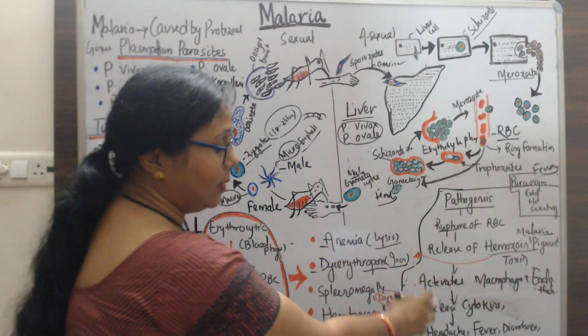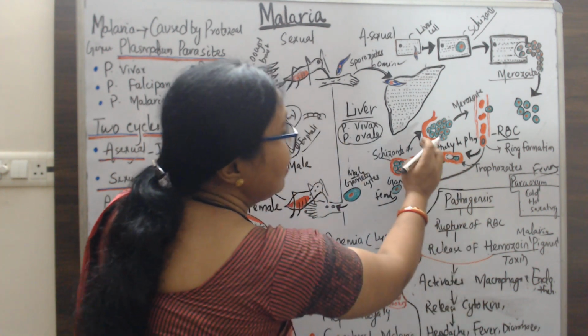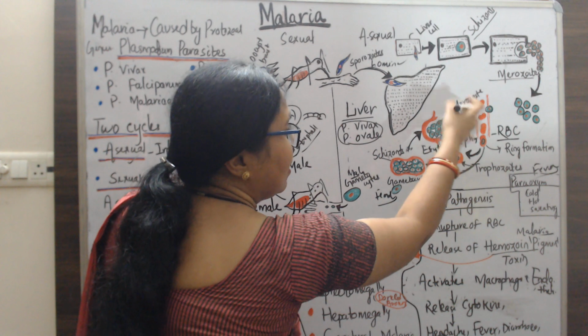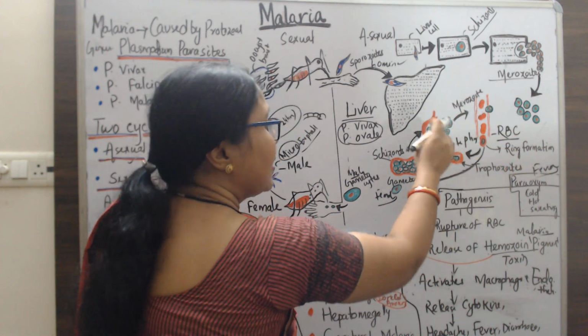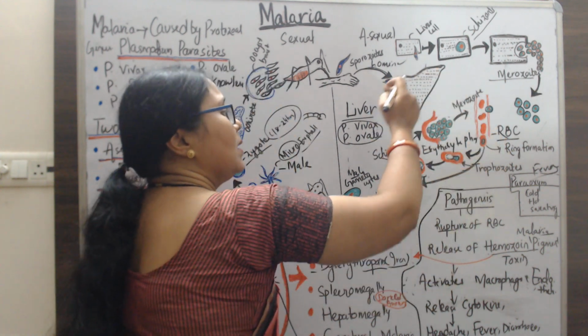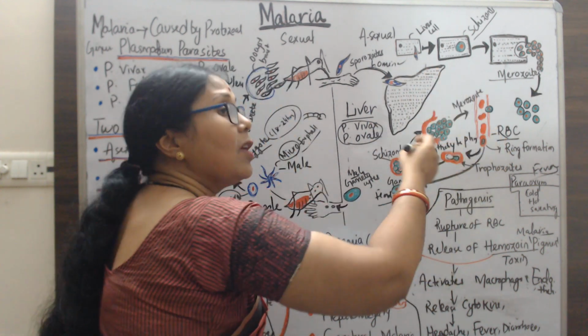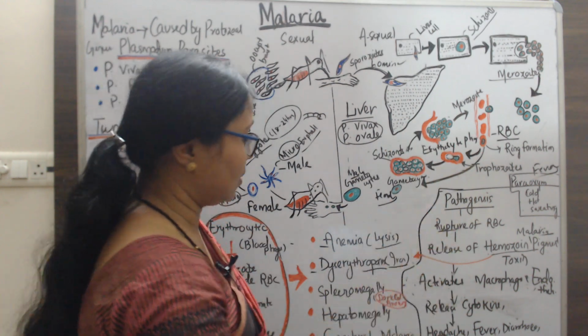So this is called the relapse. When the merozoites are rupturing, when the RBC ruptures, a number of merozoites come out. Again these merozoites invade the RBCs, so it happens repeatedly. When this repetition process takes place, all the signs and symptoms of malaria occur.